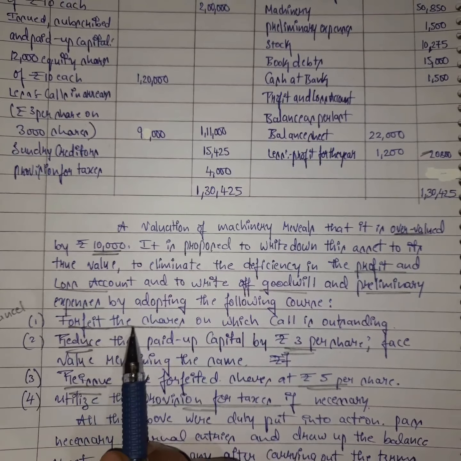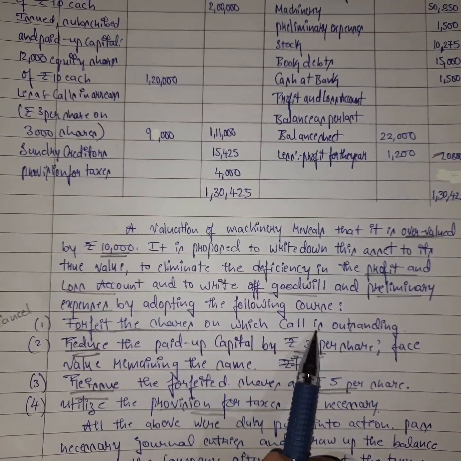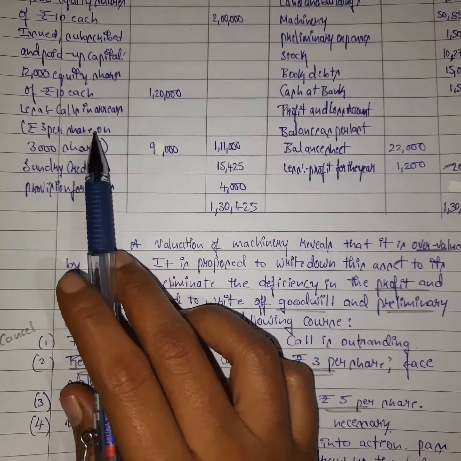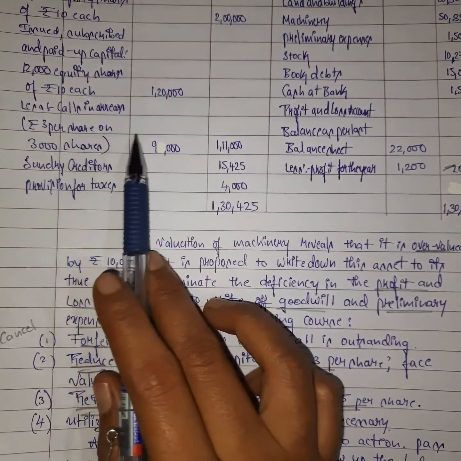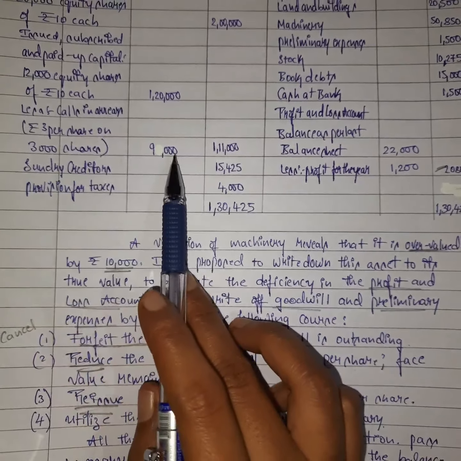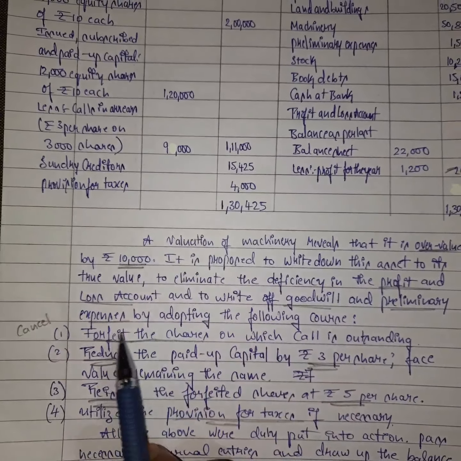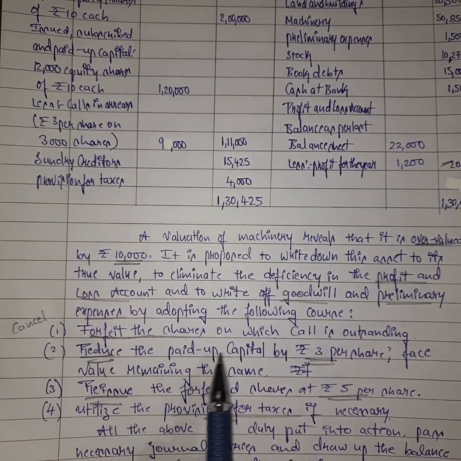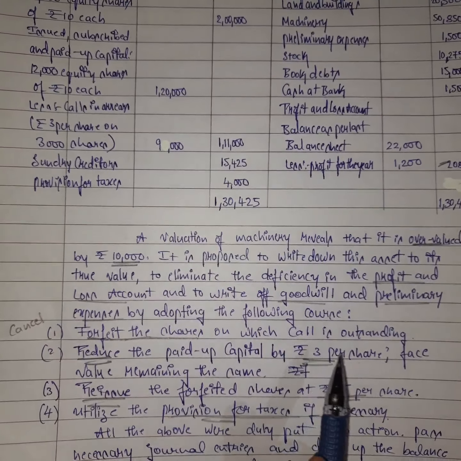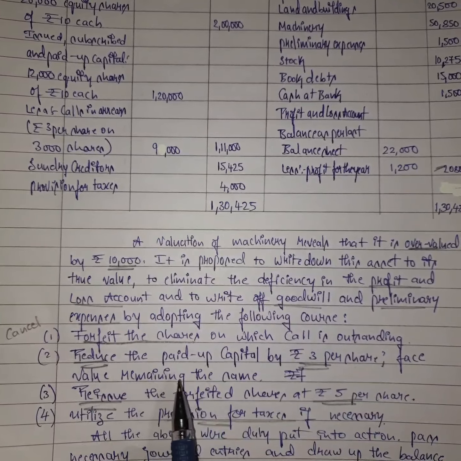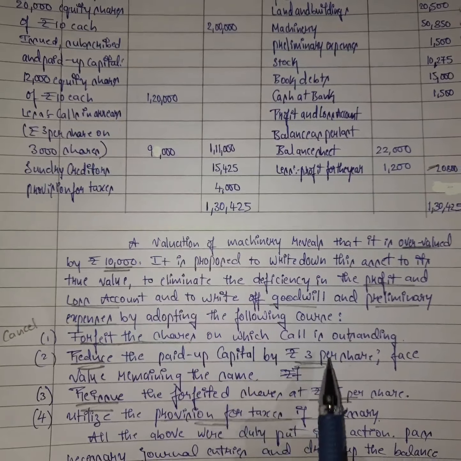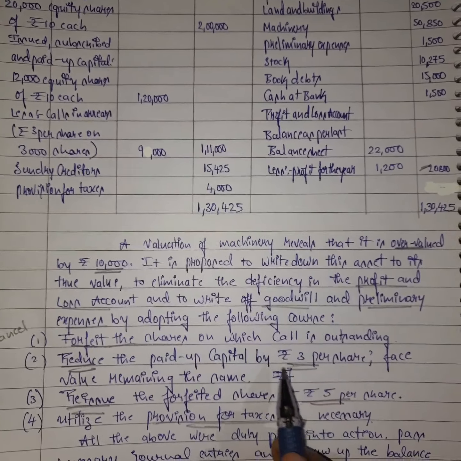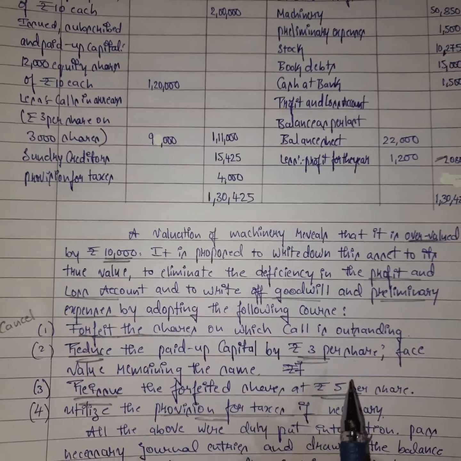Coming to first point, forfeit the shares on which call is outstanding. In the balance sheet, you can check on the liability side, calls in arrears, rupees 3 per share on 3,000 shares. Amount is 9,000. Forfeit the share means cancel the share. Coming to second point, reduce the paid up capital by 3 rupees per share, face value remaining the same. Reduce it by 3 rupees per share means currently it is rupees 7 per share.